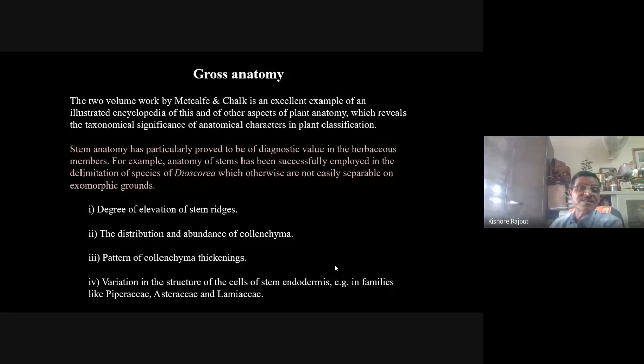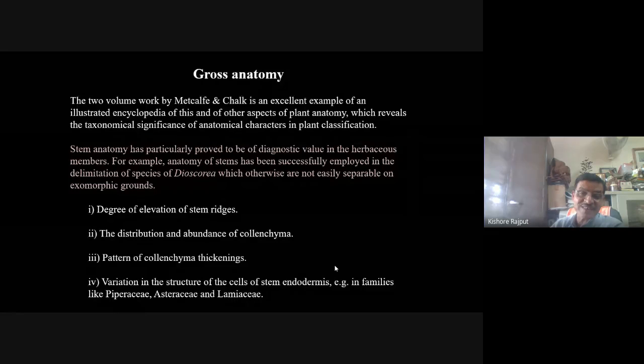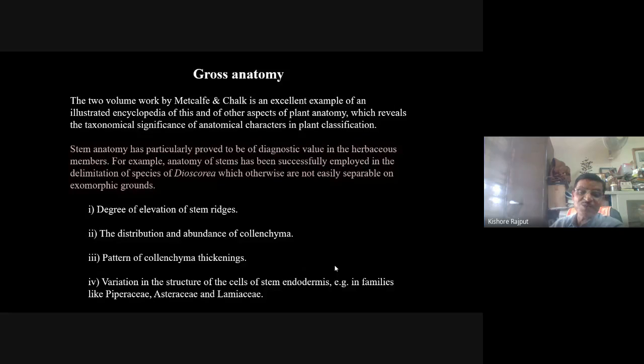Now another method is gross anatomy, and everybody must be aware of Metcalfe and Chalk, the 1950s work, which is available in two volumes. The book is very big, having around 1700 pages in each volume. So you can say it is a Bible of plant anatomy. For almost 99% of plants you will find the description there, and in 1% there are chances that the description is unavailable to you, and then you have a lottery to go for publication in a very good journal. So these are the parameters that are used.